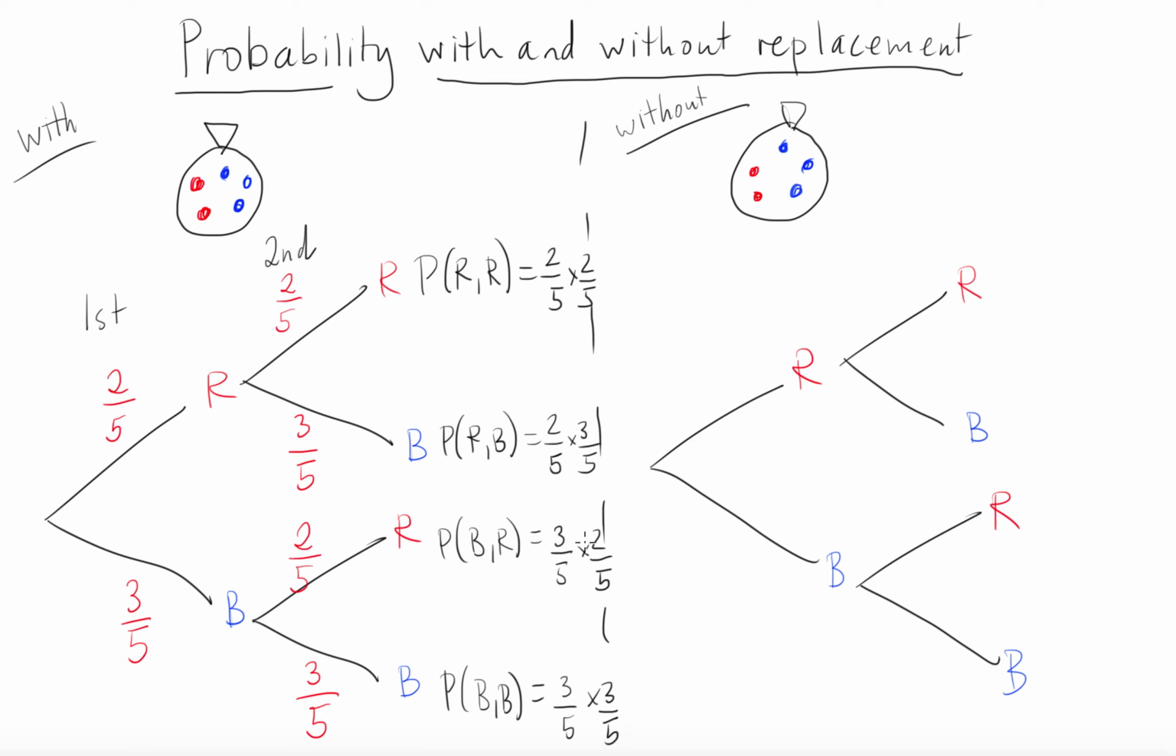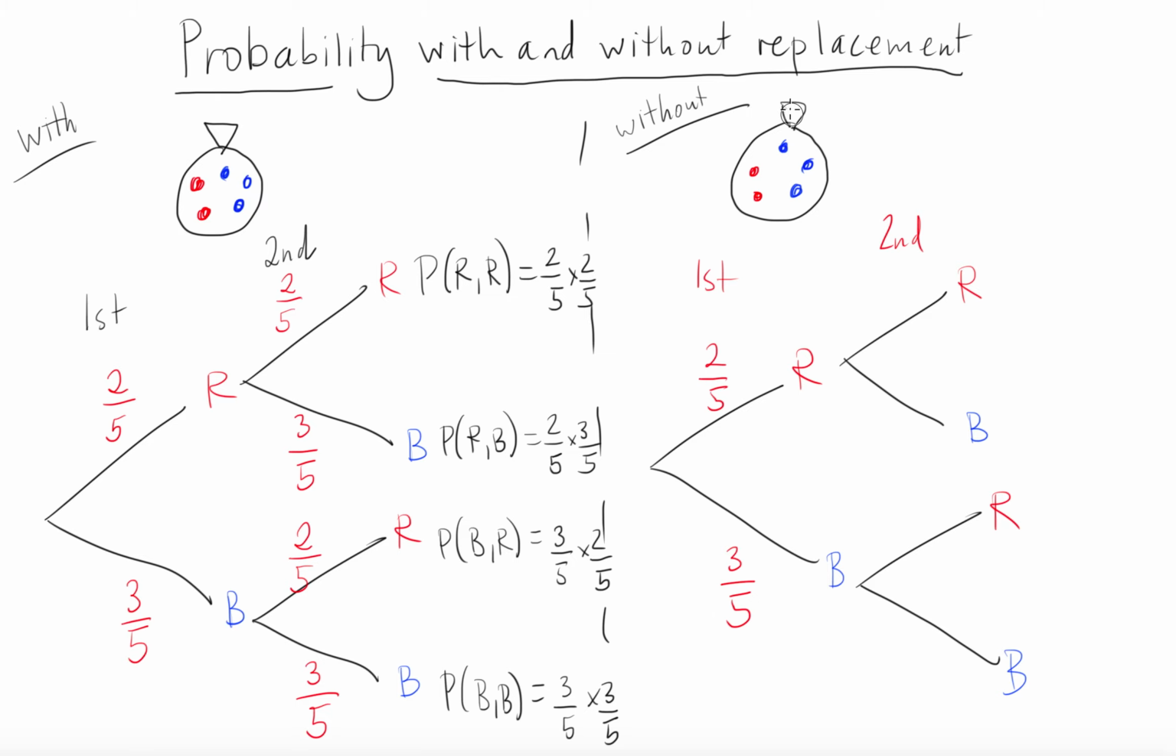And the sum of all these probabilities at the end of the branches should add up to 1 if you want to do a check, if you're unsure about your calculations. However, when we do not replace the balls, in the first branch the probabilities are still going to be the same because we have two red balls and 5 in total. Here we have 3 blue balls and then 5 in total.